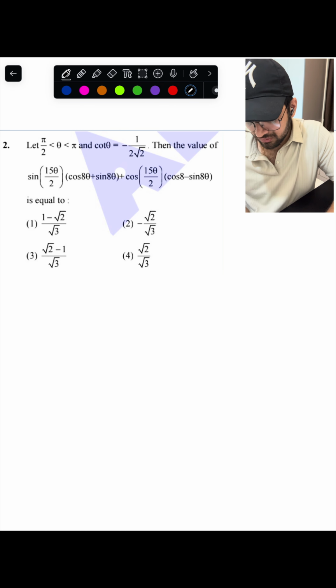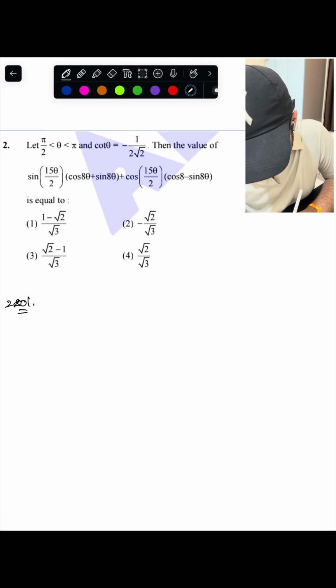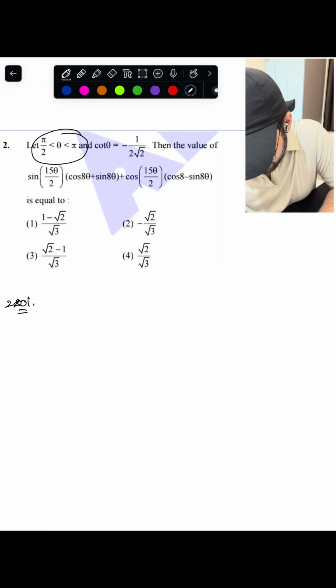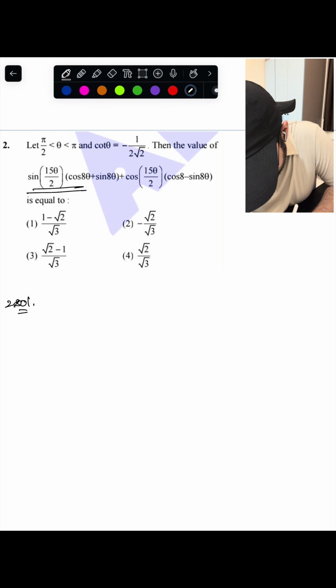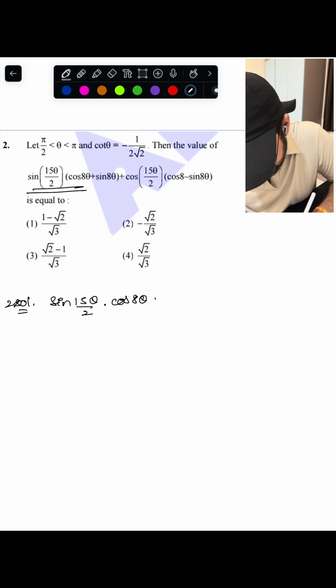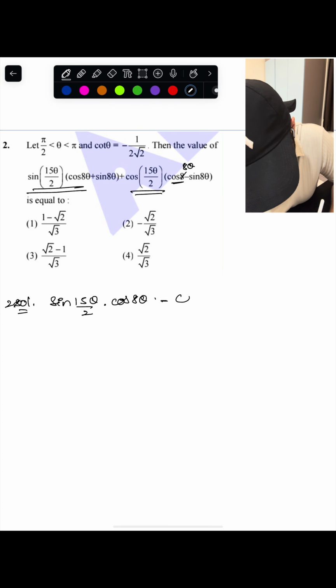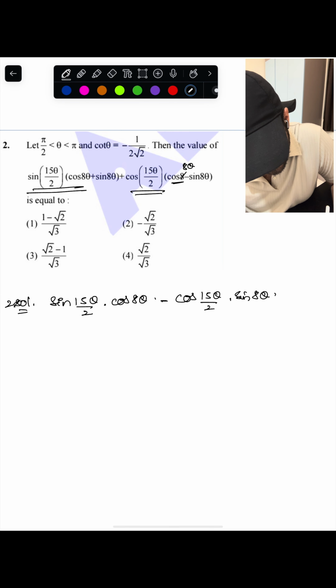So, a simple trigonometric question. Let's solve this question, guys. As theta belongs to pi by 2 to pi and cot theta is given, let's club these terms. So I can write here sin(15 theta by 2) cos 8 theta, it should be 8 theta, I think it's a printing error, minus cos(15 theta by 2) sin 8 theta. I am clubbing the first term and the last term.